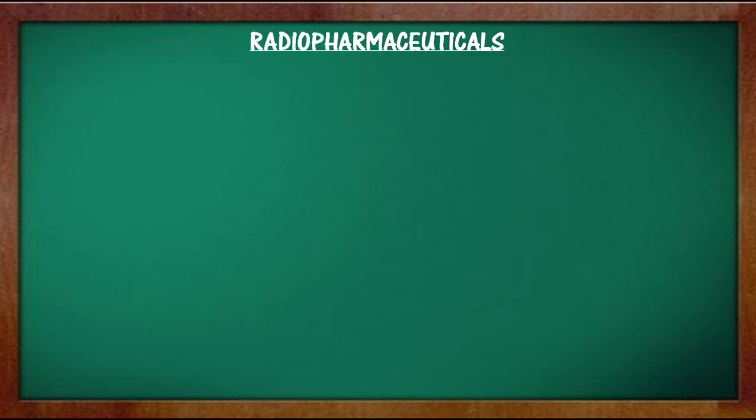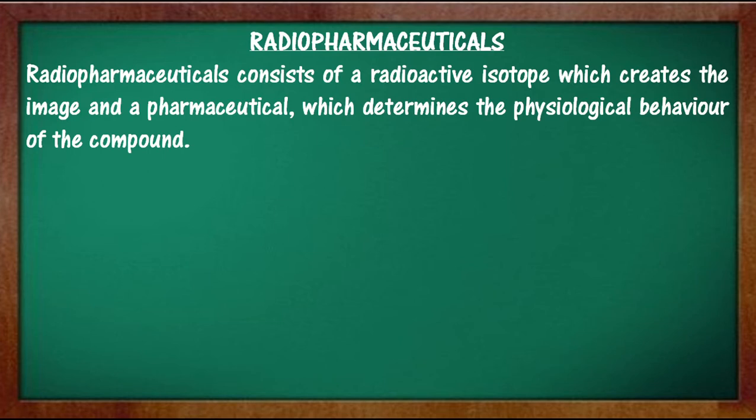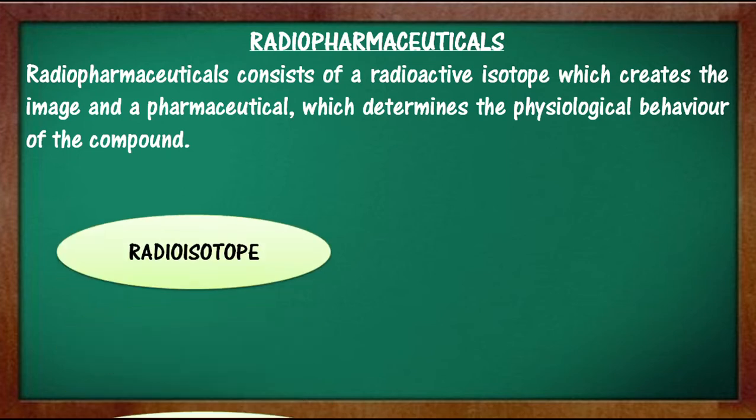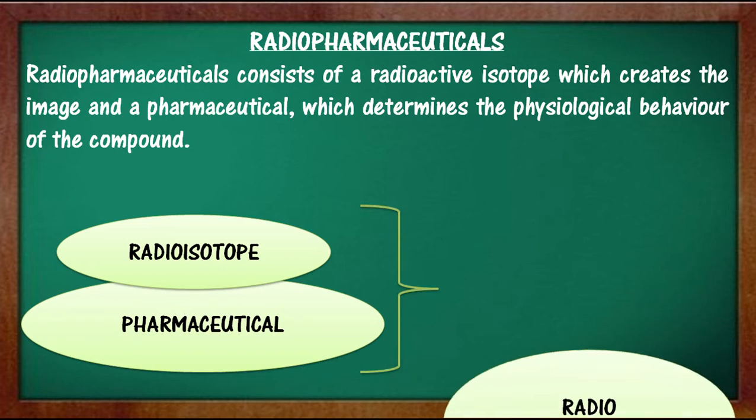Radiopharmaceuticals consist of two parts. One is a radioactive isotope that is used to create the image, and the second is the pharmaceutical. The pharmaceutical acts as a carrier and also determines the physiological behavior of the compound. So, as I said, radioisotopes and pharmaceuticals together make radiopharmaceuticals. Then let's see what radioisotopes are.